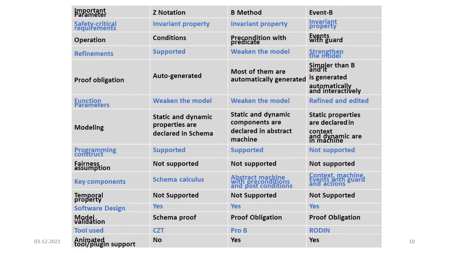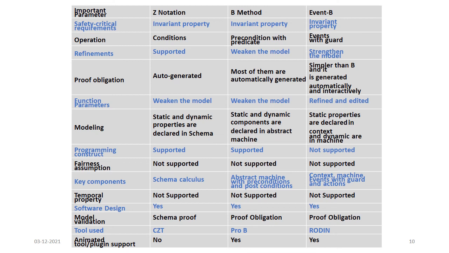And as far as refinements are concerned, it is supported by Z, but in case of B it weakens the model, and for event B it strengthens the model. And for proof obligation parameter, for Z notation it is auto generated. For B method, most of them are automatically generated, sometimes we have to generate it manually. And for event B, it's simpler than B and it is generated automatically and interactively.